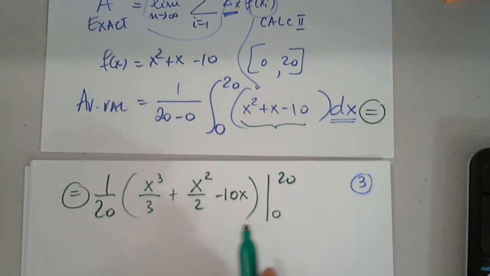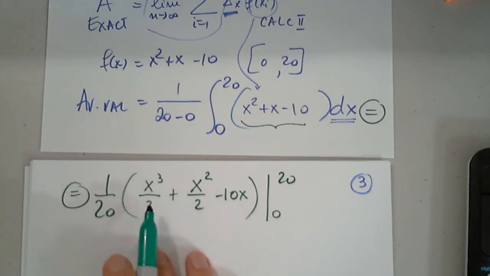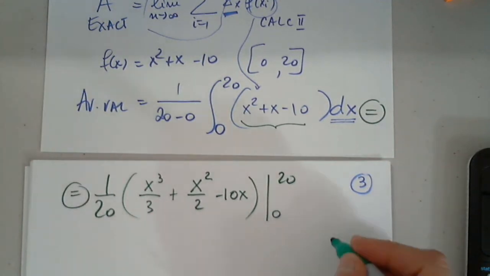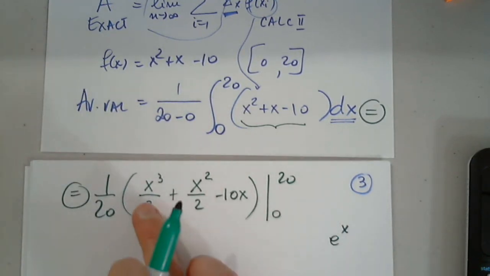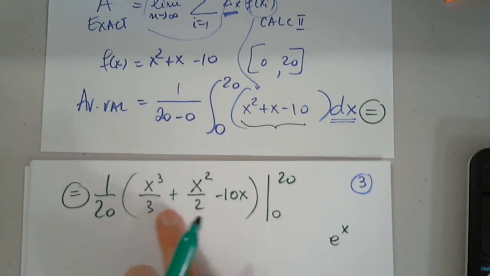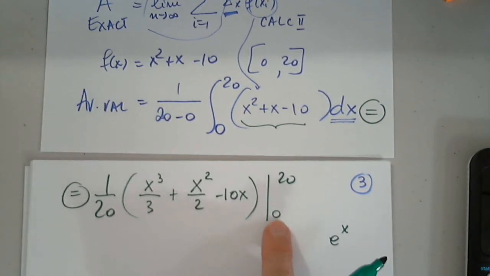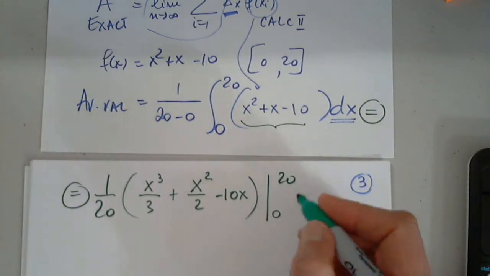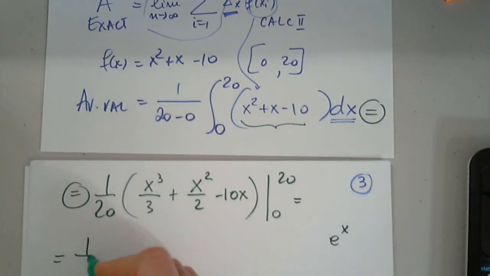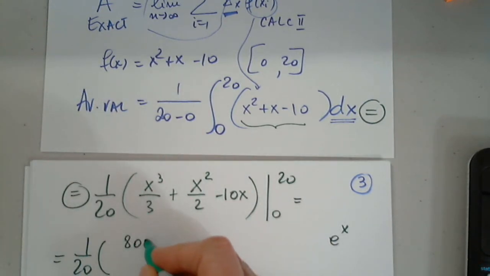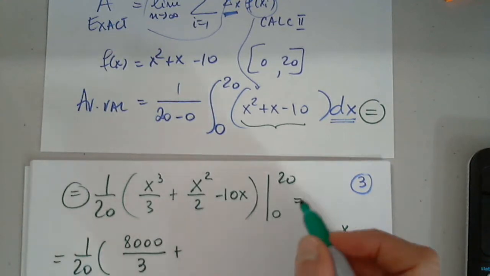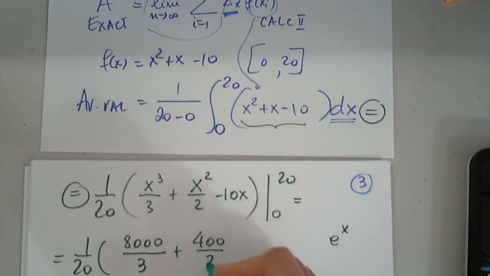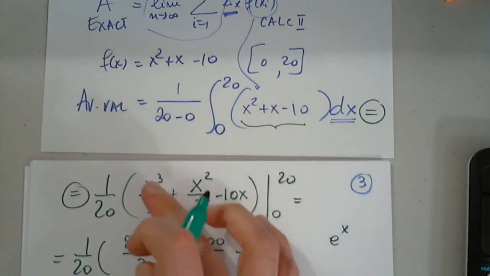Again, careful, not always when you plug in 0 you get 0. Remember, if you have e to the x, when you plug in 0, that will be 1. So do not disregard, but these are polynomial terms. This is a polynomial, so when I plug in 0, all these will be 0. So I only need to plug in 20. So 1 over 20, 20 to the third, so this is 8 and 3 zeros, plus 20 squared is 400 divided by 2, and minus 20 times 10, which is 200. I should write minus when I plug in 0, but that's 0.